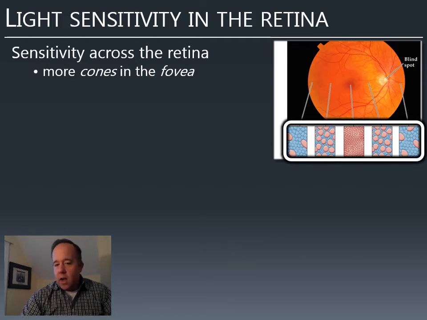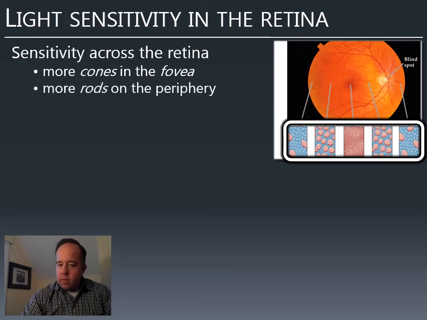So if you look here at this diagram from your book, you'll see these different blobs that represent rods and cones. The blue blobs are rods, the grayer blobs are cones. And so in the middle of your visual field, in the fovea, it's almost entirely cones. The further away you move from that middle spot, you'll find more and more rods and fewer cones.